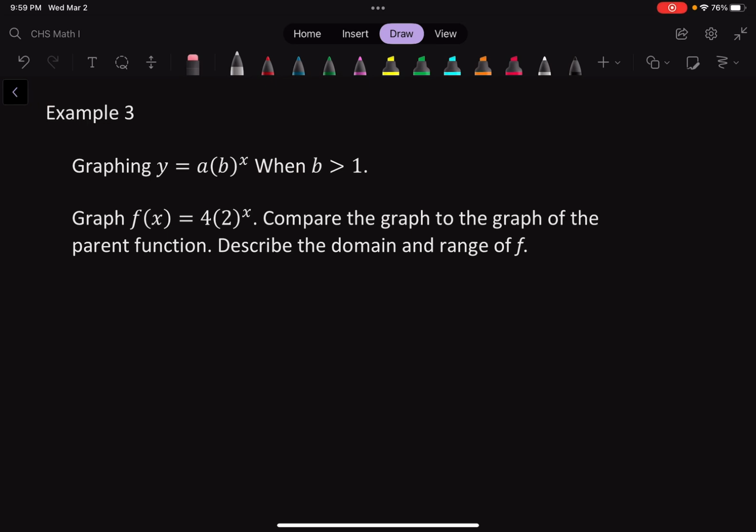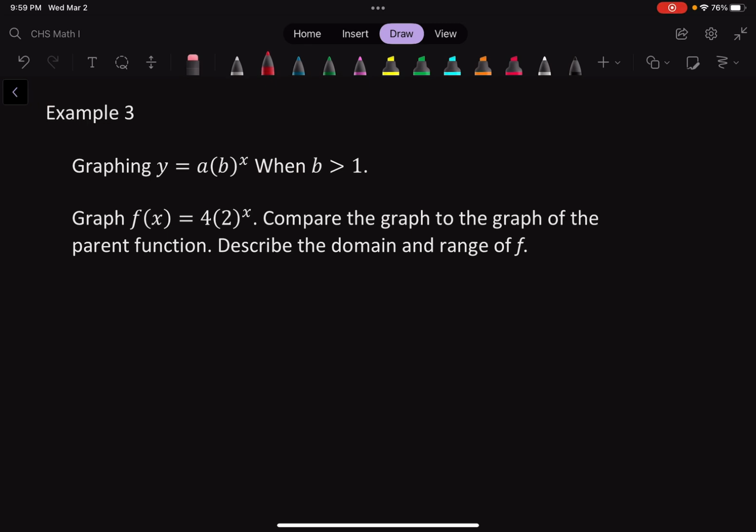Here's example 3. We're graphing the equation f of x equals 4 times 2 to the x. Compare the graph to the parent function and describe the domain and range of f.